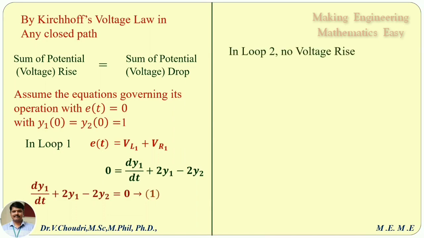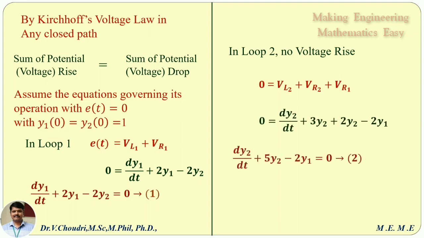In loop 2, there is no voltage rise, so the left hand side becomes 0. Therefore 0 equals the sum of potential drops VL2 plus VR2 plus VR1. Applying the VL2, VR2 and VR1 values, we get the differential equation dy2 by dt plus 5y2 minus 2y1 equal to 0. Now we solve equations 1 and 2 by the ordinary differential equation method.